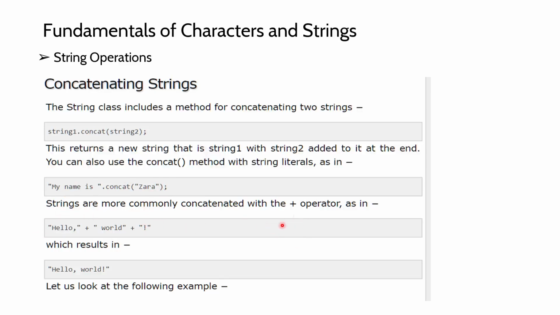Strings are more commonly concatenated with the plus operator. So the plus operator, as you can imagine, is an overloaded operator, and we can see it here that hello is concatenated with world, which is concatenated with the bang symbol here, which results in this new string down here. So this will return a new string.